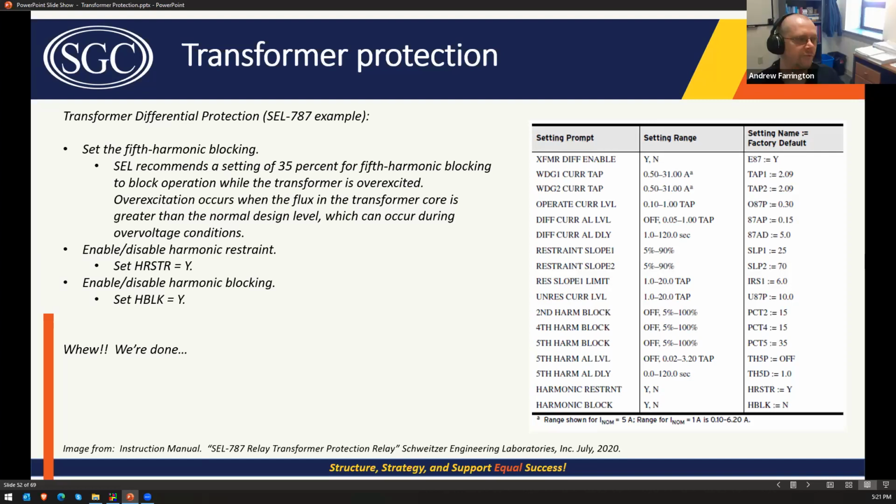So was it a through fault or something? No, it was just energizing. Oh, they were energizing it. Okay, they were energizing. It wasn't a problem. It should have blocked operation. Yeah. Right. Yep.